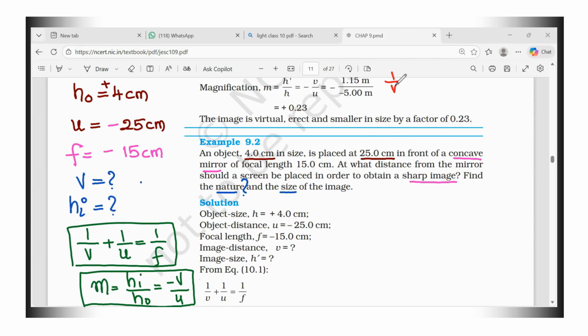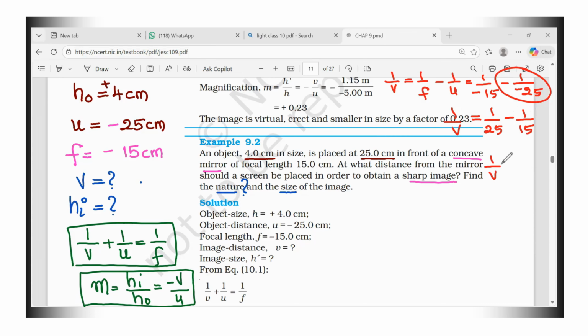Now 1 by V equal to 1 by F minus 1 by U. This is equal to 1 by minus 15 minus 1 by minus 25. Minus of minus will become plus. So 1 by V can be written as 1 by 25 minus 1 by 15. Now we need to find the LCM. The LCM of 25 and 15 is 75. 25 will go 3 times, 15 will go 5 times. So you will get 1 by V equal to minus 2 by 75.